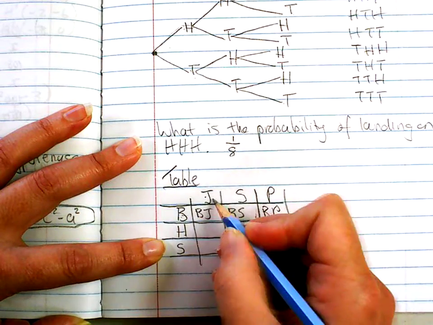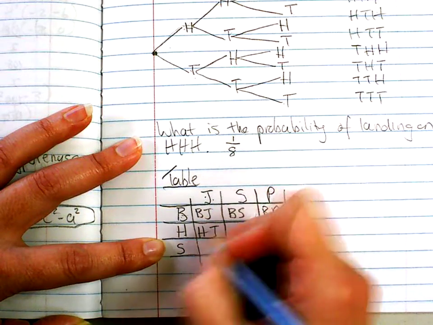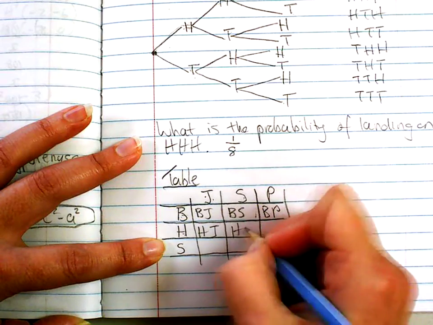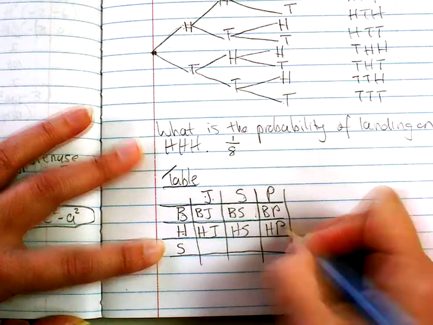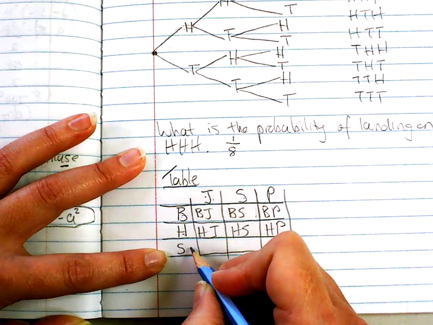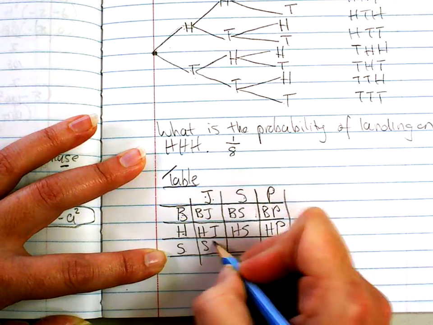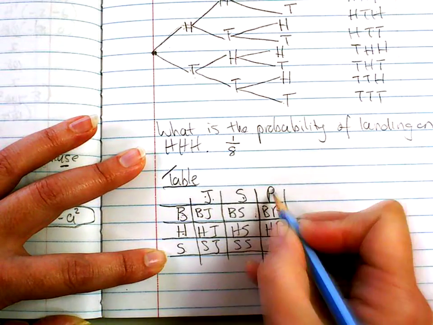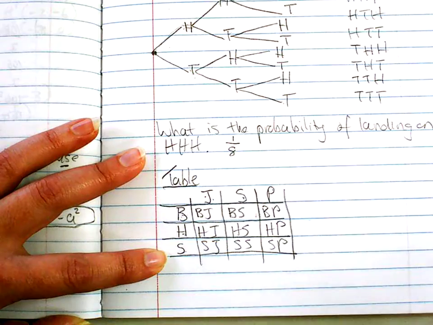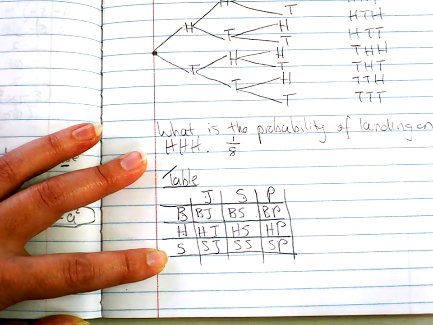High heels, jeans. High heels, skirt. High heels, pants. Okay. Sneakers, jeans. Sneakers, skirt. Sneakers, pants. Okay. And now I can say, what are my chances of wearing boots and pants?